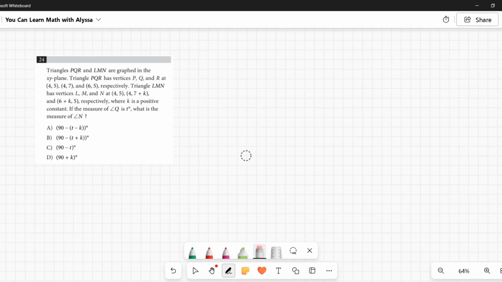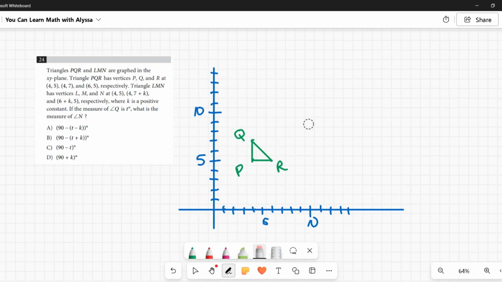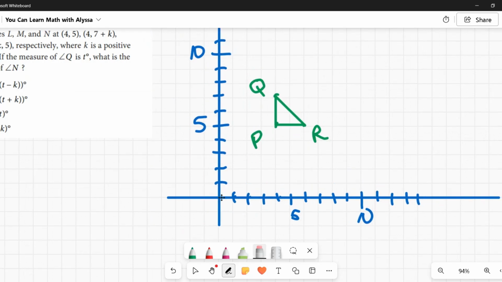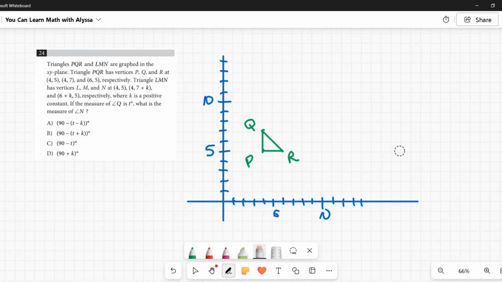But regardless, I went ahead and drew out just the PQR, and we're going to get this lined up on the grid that's in the background. There we go. Okay, so there I went ahead and drew a pretty accurate PQR with those points at (4, 5), (4, 7), and (6, 5), respectively.